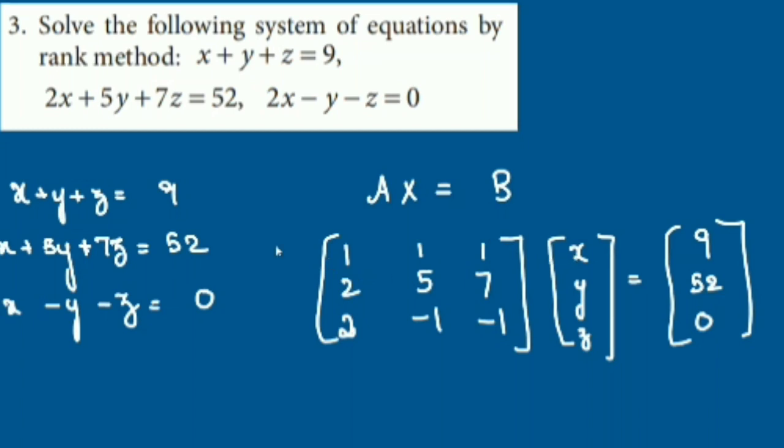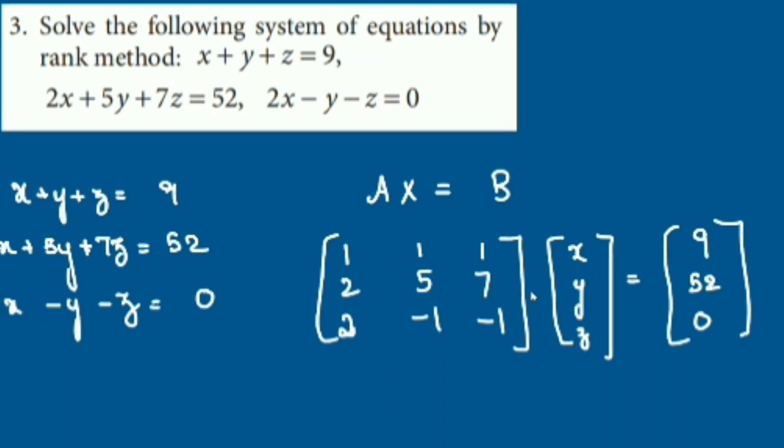See, when you multiply, you will get this equation. Just multiply 1 into x plus 1 into y plus 1 into z equal to 9. Matrix multiplication, row by column. Second row and first column: 2x plus 5y plus 7z, so you get the second equation. Similarly, you get the third equation. So this is another way of writing the system of linear equations given in algebraic form. We are rewriting this in the matrix form. So that's the first step.